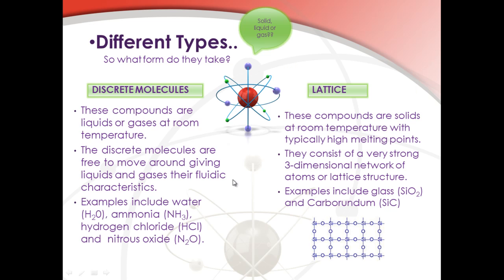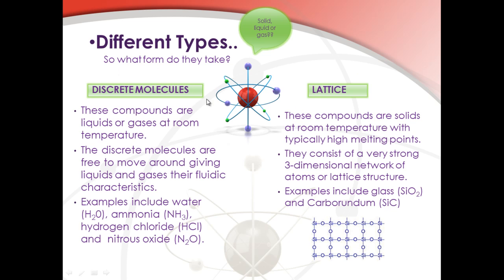Well, let's move on. As stated before, there are different types of covalent compound. 2 different types, in fact. One type exists as discrete molecules, the other as a lattice.